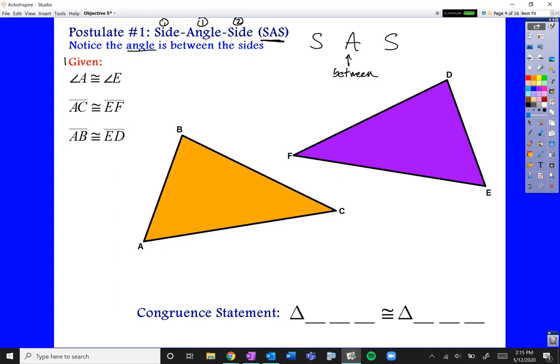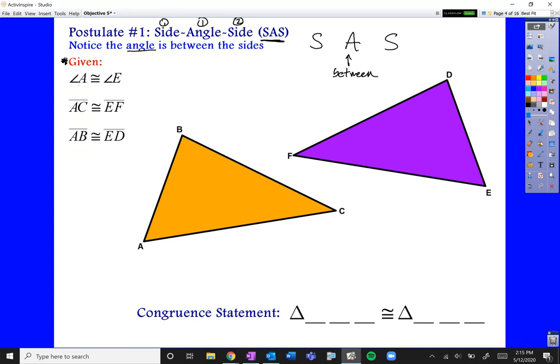Now, there's this idea in geometry of what we are given. That means that information is what we are told. It is true and we can accept it as fact. So let's plug in this information and let's actually see what Side-Angle-Side looks like.